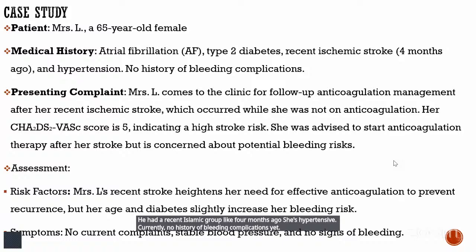Now, what she's presenting with: Mrs. L came to the clinic for a follow-up anticoagulation management after her recent ischemic stroke, which occurred while she was not on anticoagulation.